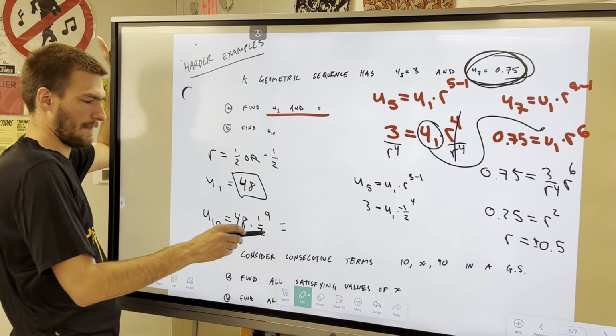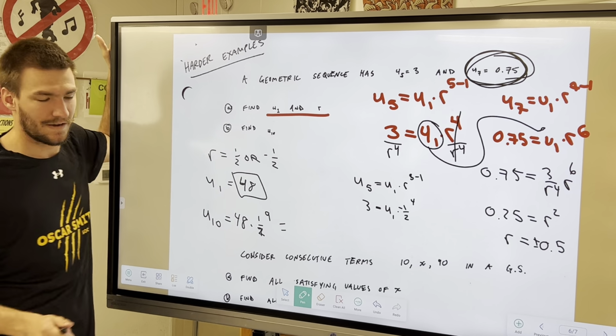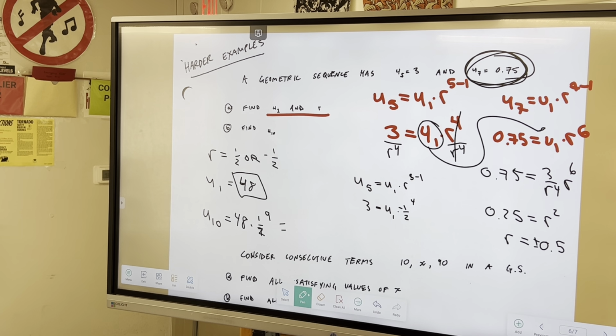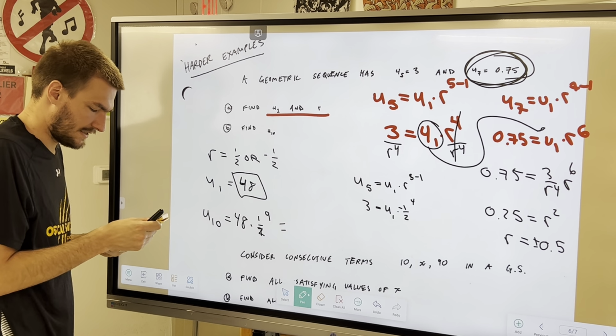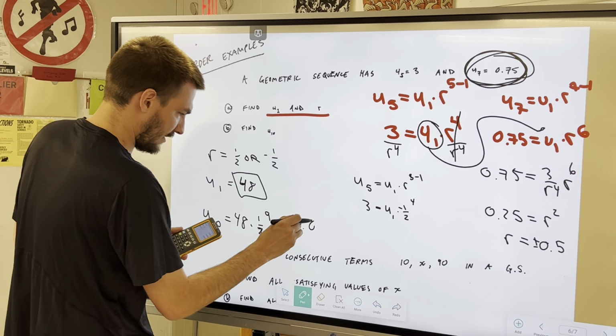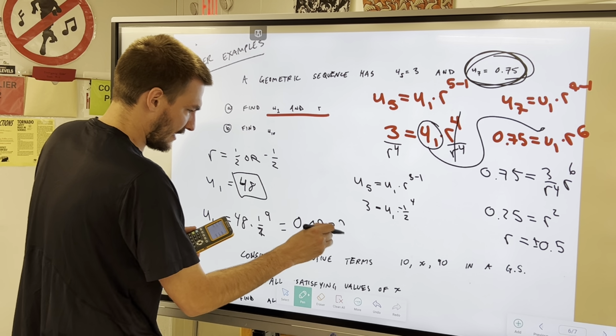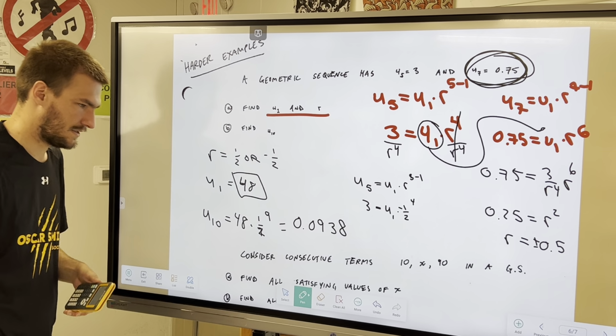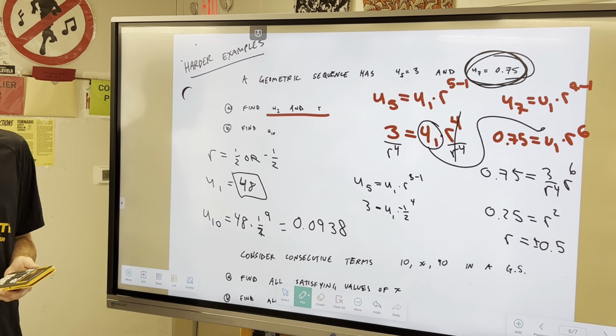Anybody got it? Oh, come on, 48 times 0.5 to the power 9. 6 clicks. 48 times 0.5 to the power 9. 0.09... 0.0938 to 3 sig figs. Does that work?